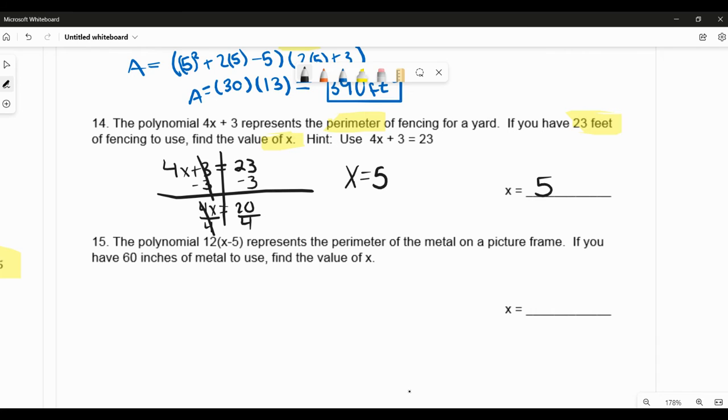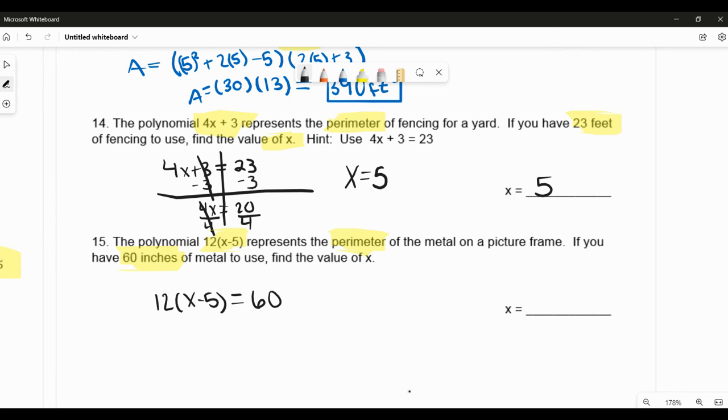All right, number 15, another similar kind of setup. The polynomial 12 times x minus 5 represents the perimeter of metal on a picture frame. So just like before, we have a value representing perimeter, and then we're told how much we have. Now this one doesn't give us the equation, so think about this more as practice. I know that my part that represents the perimeter has to be equal to my total amount of metal. So let's set that equal to 60.